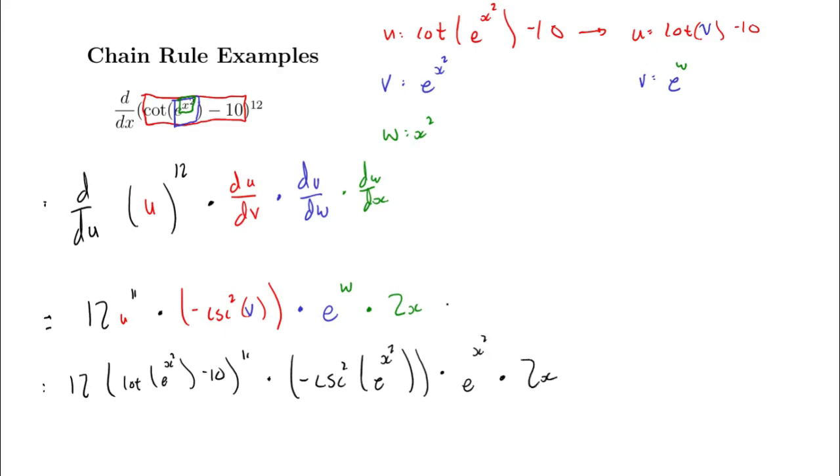And now there's a lot of reorganizing and rewriting. I'll probably peel out this negative from the cosecant and put that out front with my coefficient. So I've got negative 24x. Then I'll maybe use my cotangent of e to the x squared minus 10 raised to the 11th power times cosecant of e to the x squared times e to the x squared. And I think I got everything then, right? Yeah, that's my derivative. Pretty ugly. But that's how the chain rule goes.